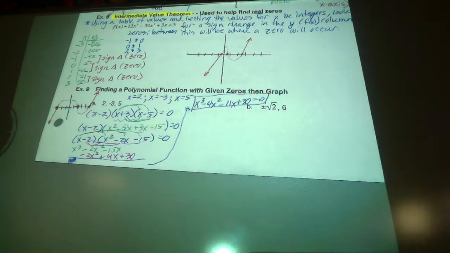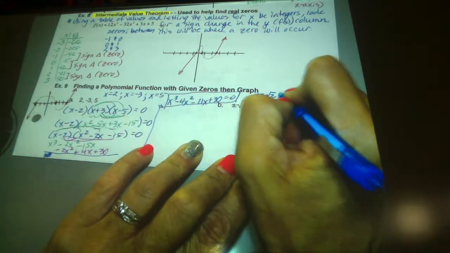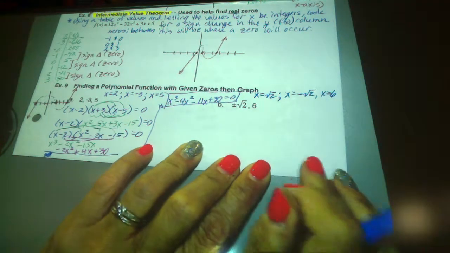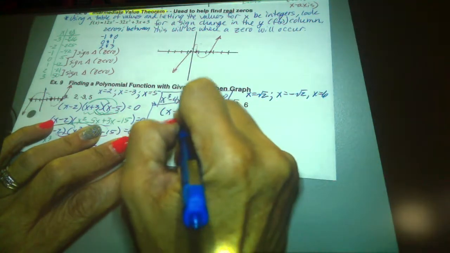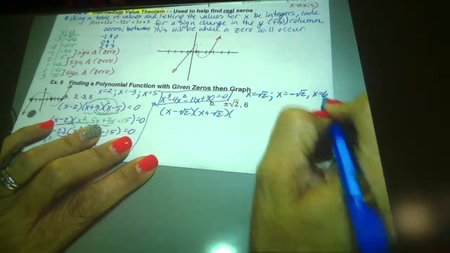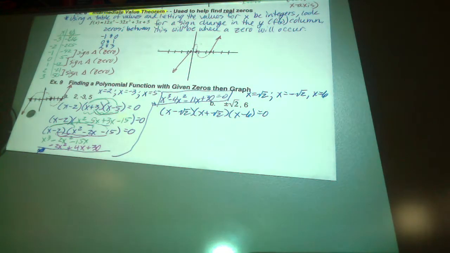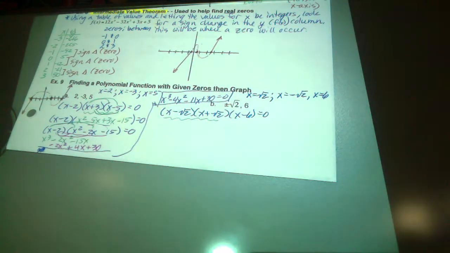So then let's do something with radicals. Here they've given you x equals the square root of 2, x equals negative square root of 2, x equals 6. So put your binomials together. Subtract that, so you get x minus the square root of 2. Add that, x plus the square root of 2. Subtract the 6, x minus 6. And again, you can set equal to 0 or f of x. If you have radicals, they always come in pairs. I would multiply those together first. Isn't that the difference of two squares factor pattern?